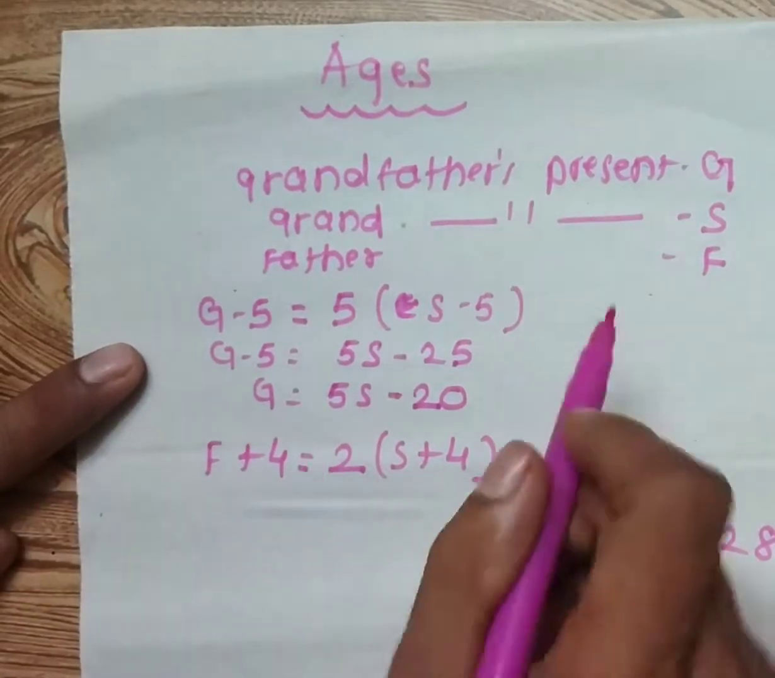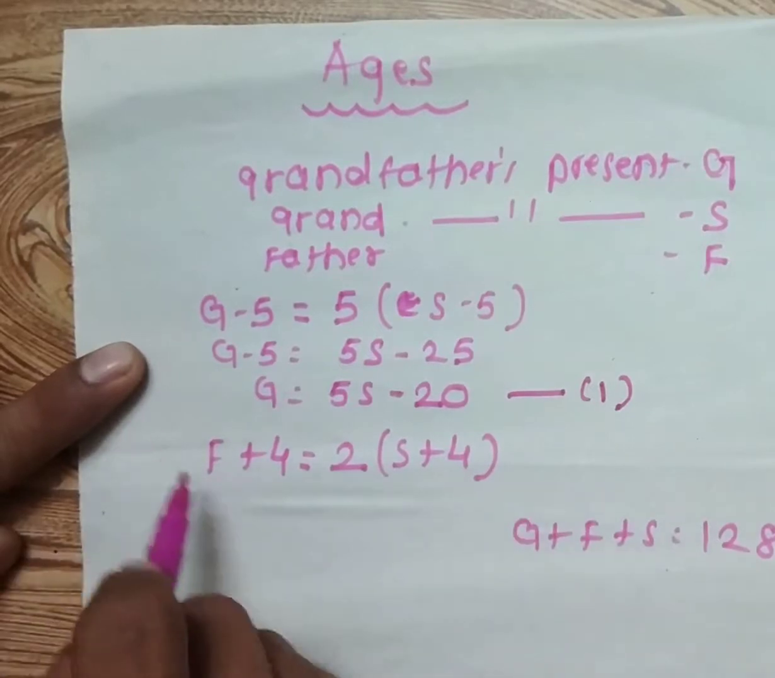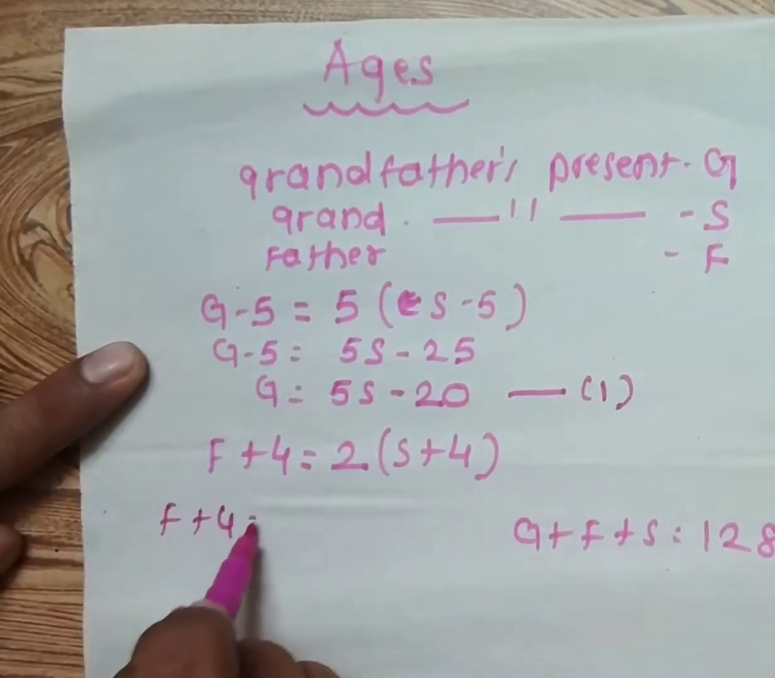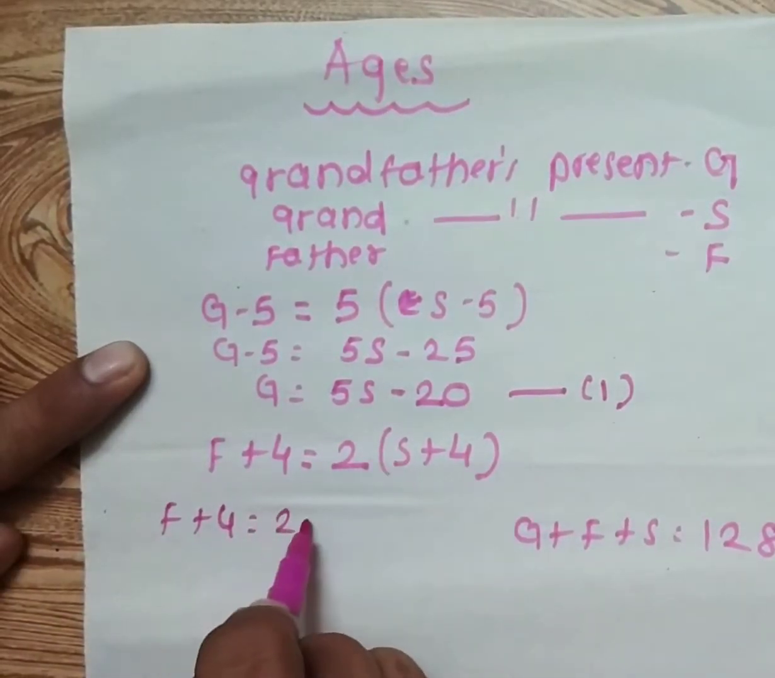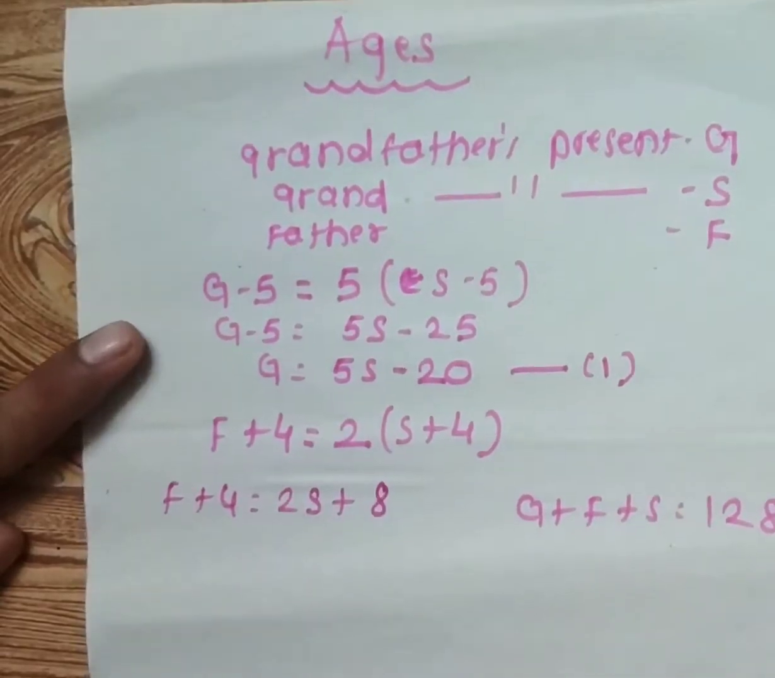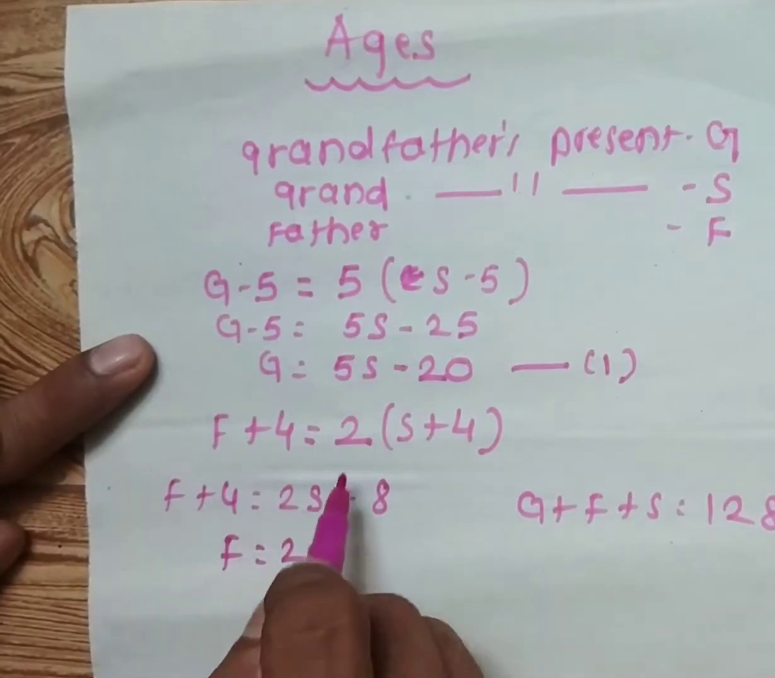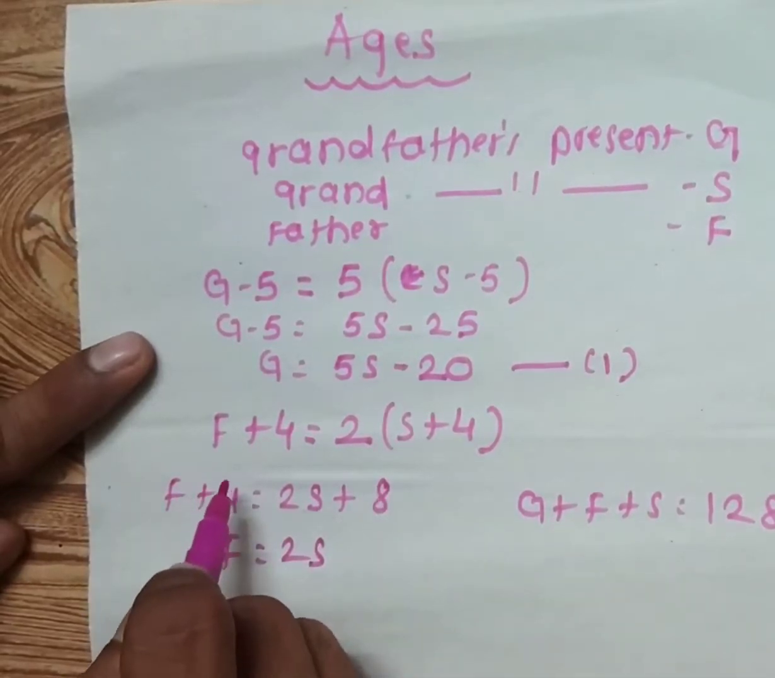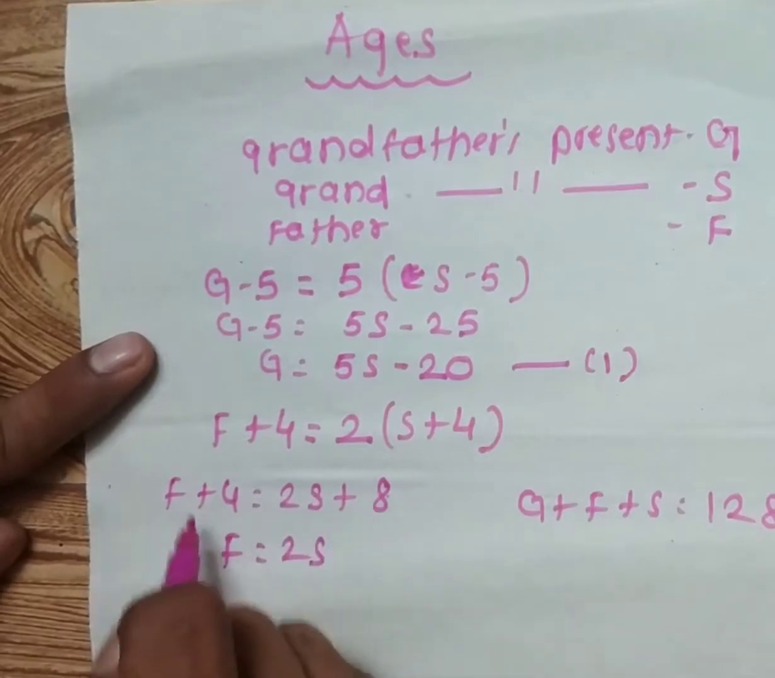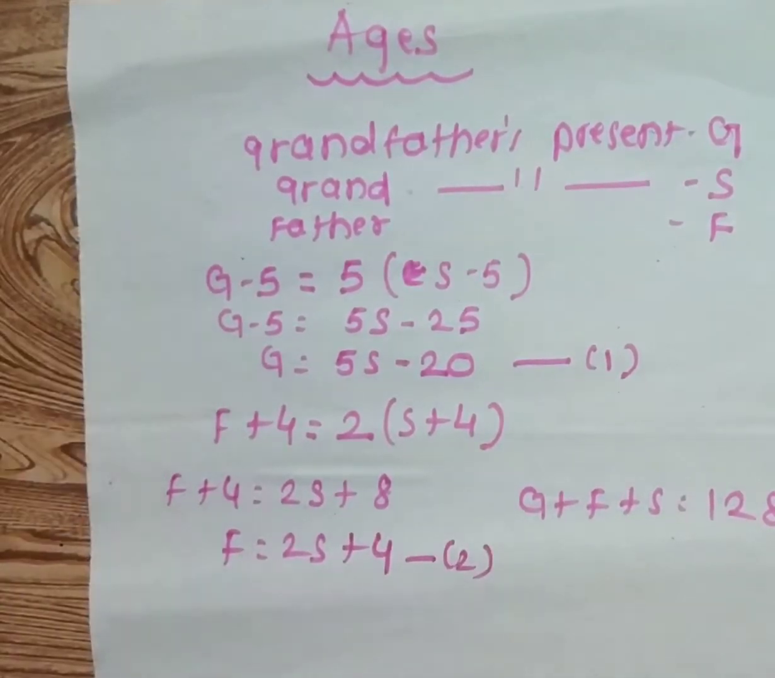Similar for this equation also. I can call this equation number one. So here you have F plus 4 is equal to 2 into S plus 4, which is 2S plus 8. This plus 4 comes here as minus 4. So plus 8 minus 4 is 4, and F is equal to 2S plus 4. I can call it the second equation.